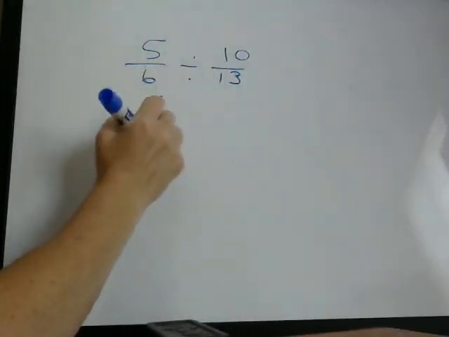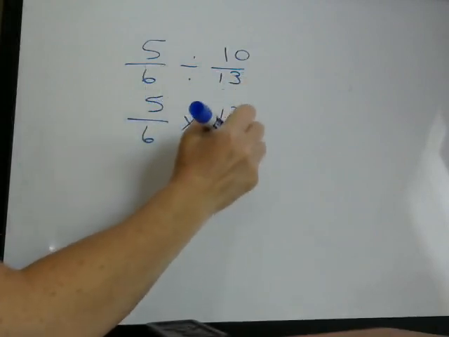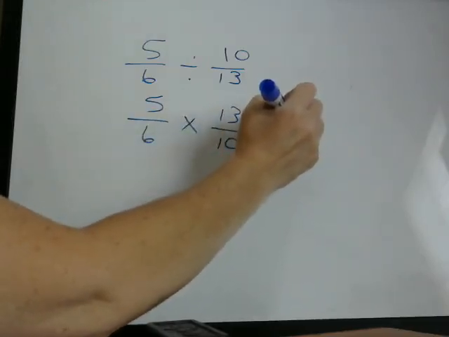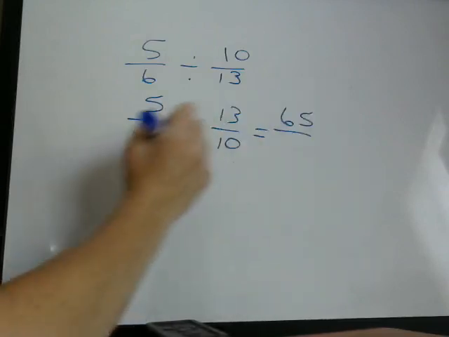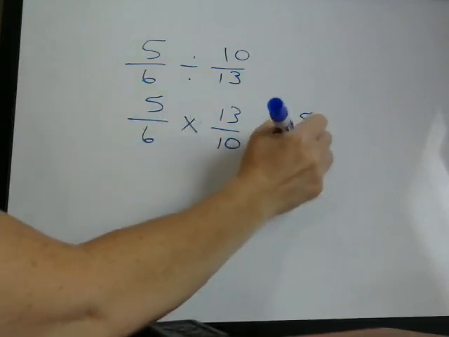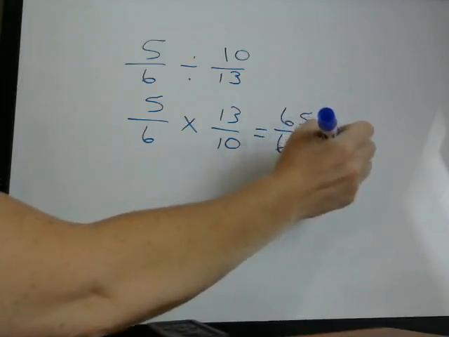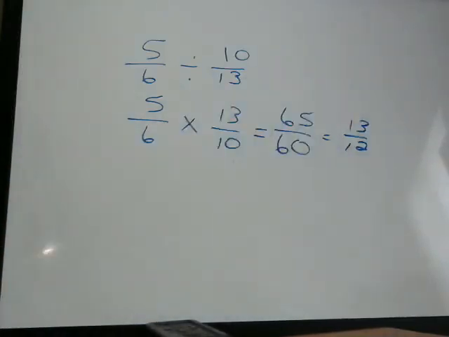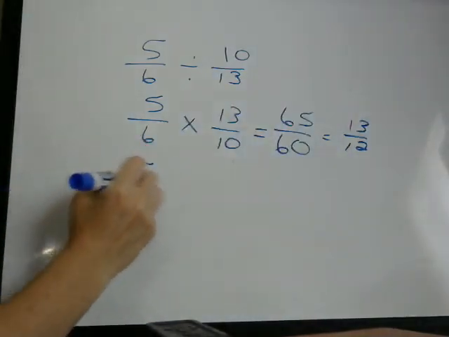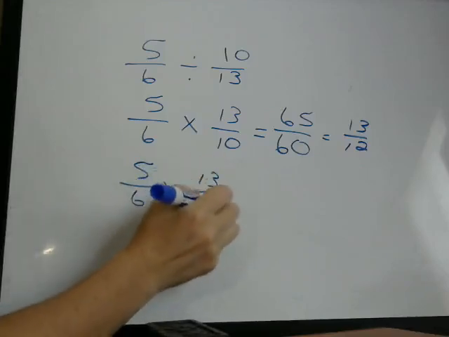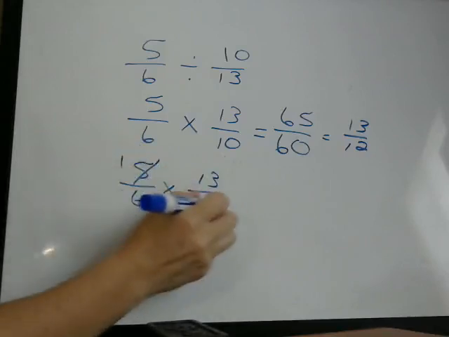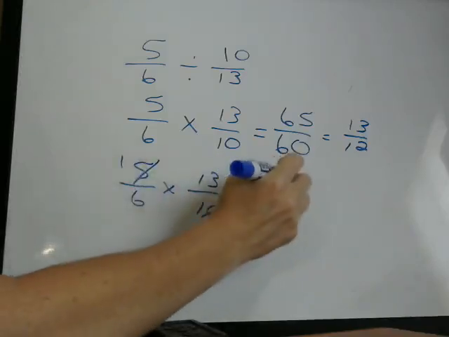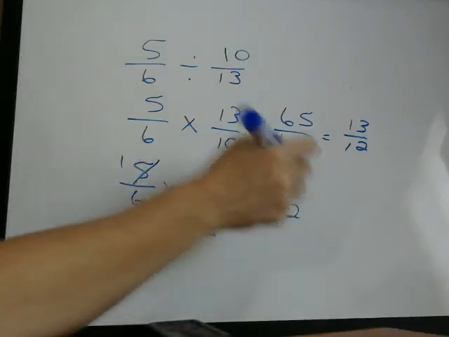So we have 5/6 times 13 over 10. You can do it straight across. 5 times 13 is 65. 6 times 10 is 60. We know that both of those can be divided by 5. So you end up with 13 over 12. Or again, when we get to the multiplication stage, we look at 5 and 10, which can both be divided by 5, and then we multiply straight across. 1 times 13 is 13, 6 times 2 is 12.